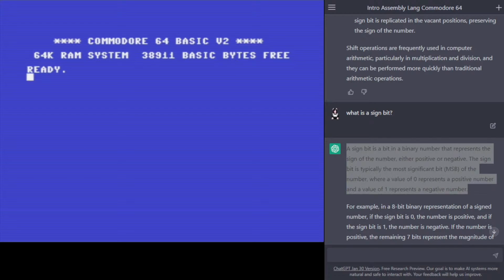A sign bit is a bit in a binary number that represents the sign of the number, either positive or negative. The sign bit is typically the most significant bit, MSB, of the number. Where a value of 0 represents a positive number and a value of 1 represents a negative number.